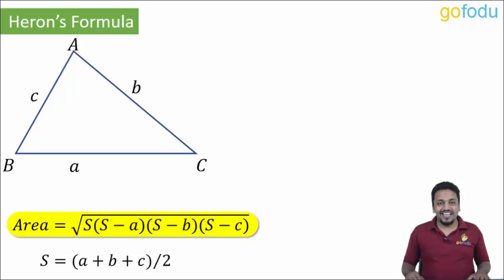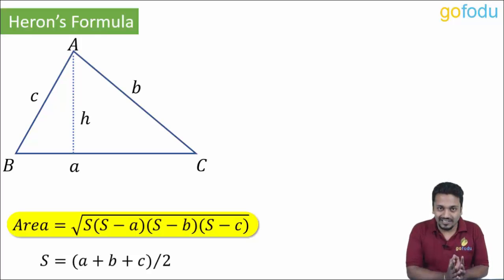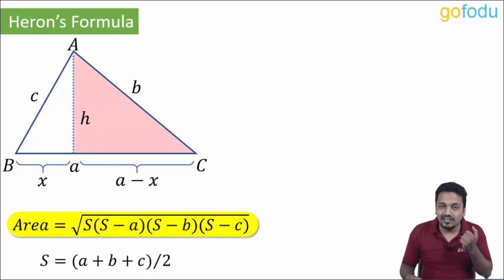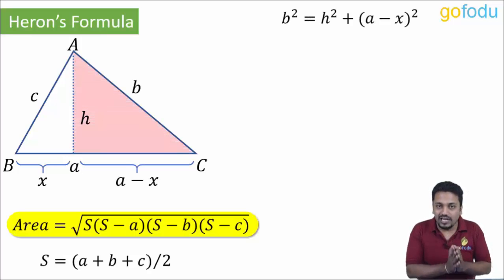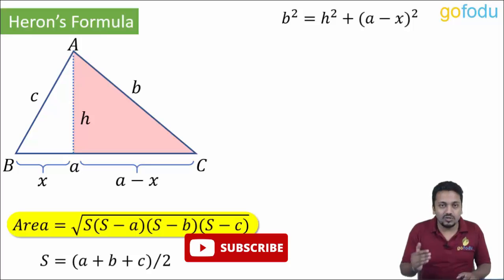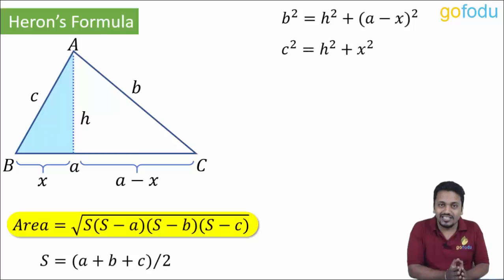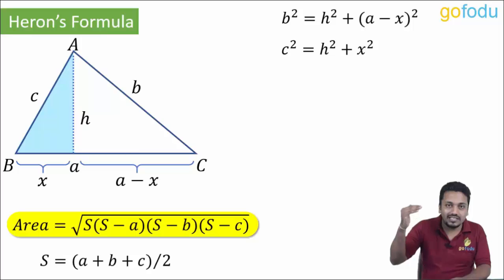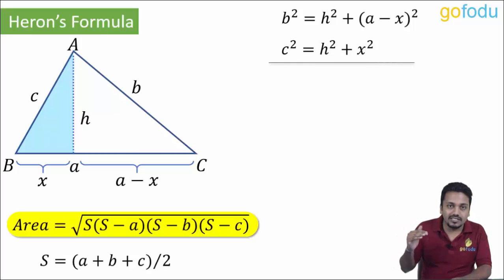Proof is again using the one and only Pythagoras theorem. That's right. H is height and base BC of length A could be divided into x and A minus x. Now in this right triangle, B square is equal to H square plus A minus x whole square. And in the smaller right triangle, C square is equal to H square plus X square. Now subtract the second equation from the first. This is what you get.